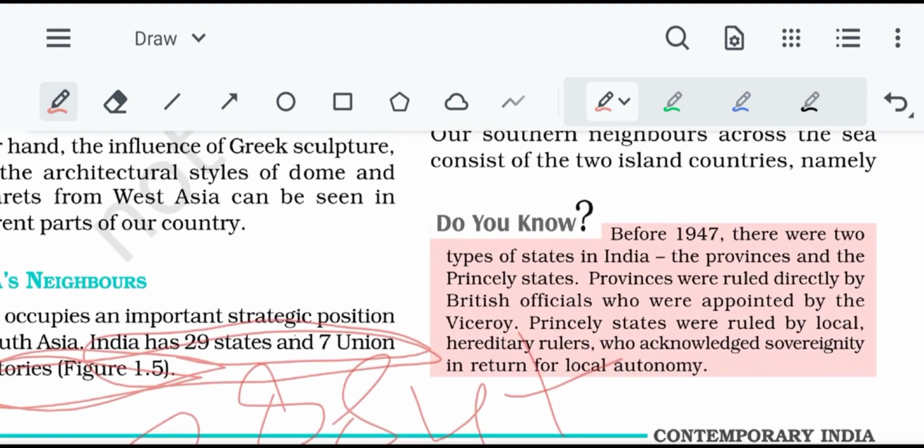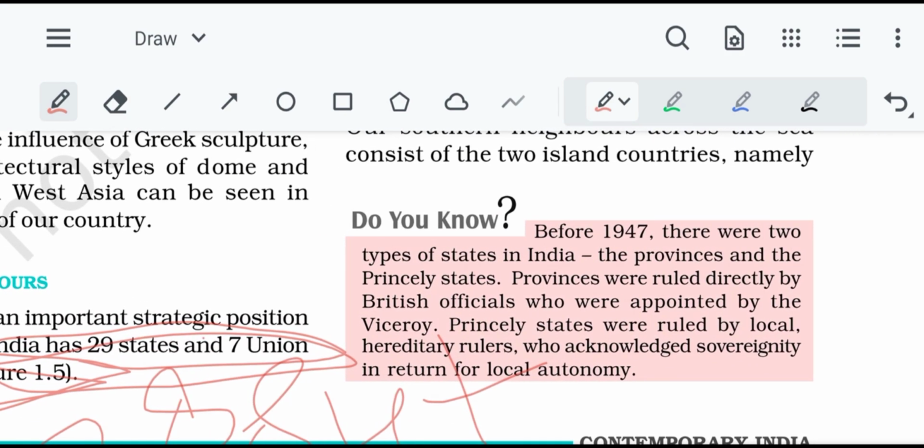So do you know, before 1947 there were two types of state in India, the province and the princely state. What is a province? Provinces were ruled directly by British officials.